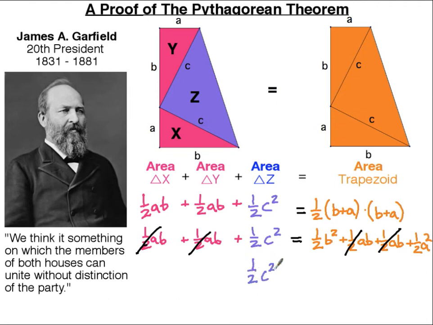1/2 C squared is equal to 1/2 B squared plus 1/2 A squared. And then if we multiply both by 2, we end up with the Pythagorean theorem, or C squared is equal to B squared plus A squared. And there it is. That's how Garfield proved the Pythagorean theorem. And for a moment, united both parties. There clearly was no room for argument.